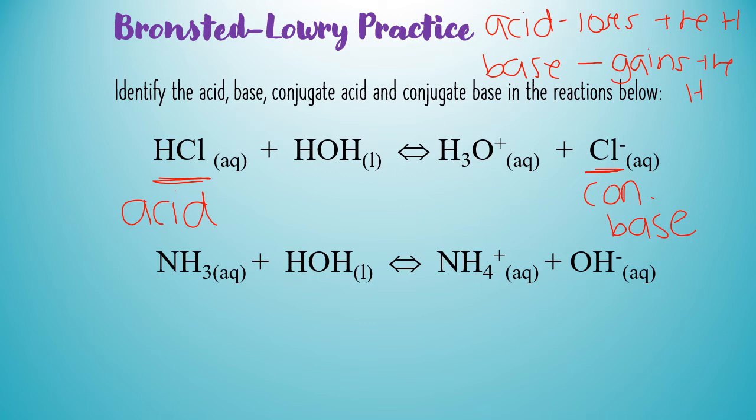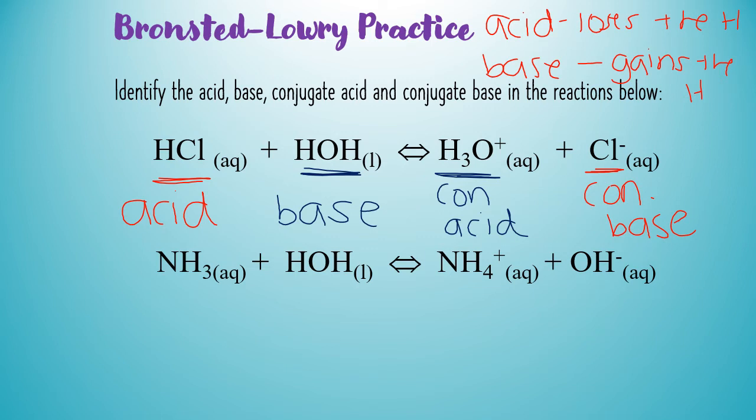Now let's check and make sure, does it gain an H? Well, there's 2 hydrogens here, 3 over here. So yes, it gains the H. So it is the base and then the conjugate acid. And if this reaction was reversed, chlorine would gain an H because it would go from Cl to HCl. That's why we call them the conjugate base.